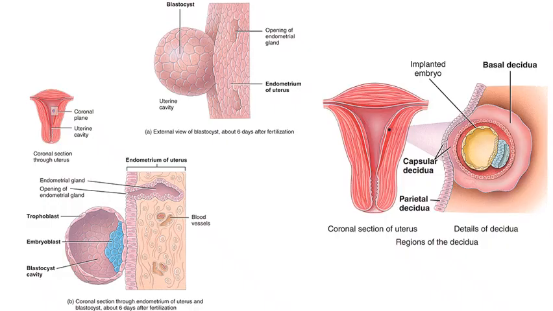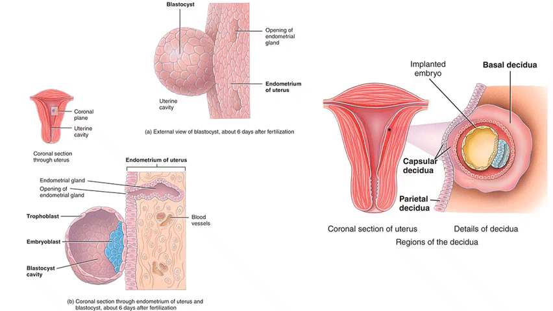The decidua capsularis is the portion of the endometrium that will cover the embryo after it implants in the endometrium and bulges into the uterine cavity, and the decidua parietalis is the remaining modified endometrium that lines the non-involved areas of the rest of the uterus.